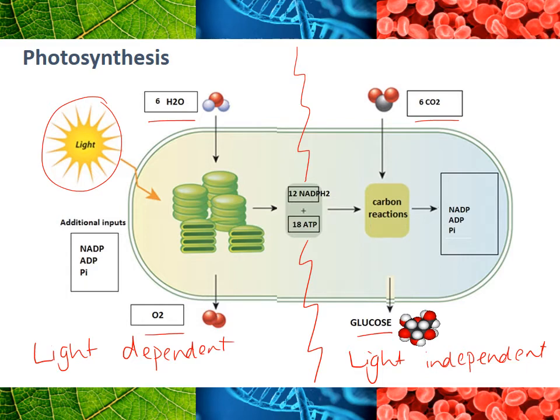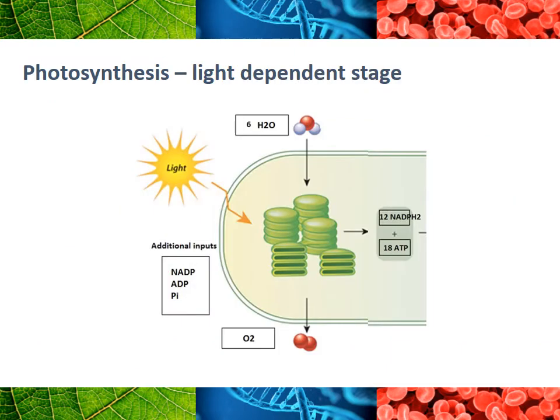Just make note of these additional inputs here, which are not written in our equation, but they're crucial for the process to happen. So our NADP, which is our unloaded coenzyme, ADP, which is an unloaded coenzyme, and also the phosphate that is going to have to join with that ADP. So you do need to know the inputs and outputs of each stage.